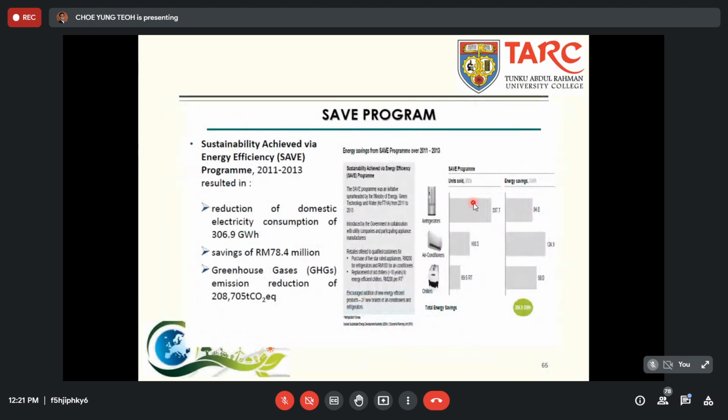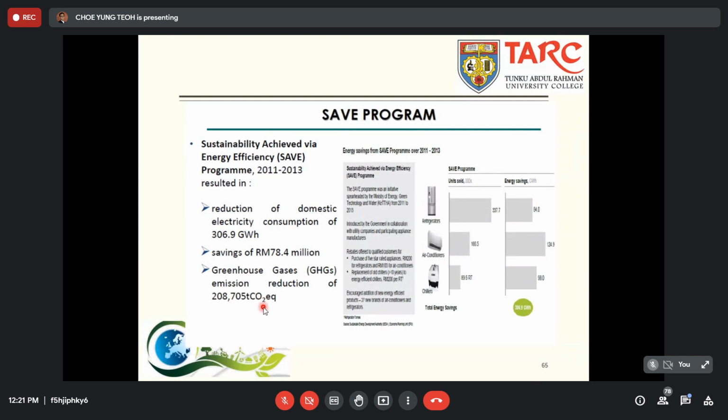And now we have the SAFE program. Okay, this is the SAFE program, which actually stands for Sustainability Achieved via Energy Efficiency. And remember, we have a few methods. One is to make the devices more efficient. One is to use renewable energy. And this SAFE program is to make the energy efficient, make the devices more efficient. So how did they achieve the result? In domestic electricity consumption, a reduction of 306.9 gigawatt hours, a saving of 78.4 million ringgit, and greenhouse gas emission reduction of 208,000 tons of CO2 equivalent.